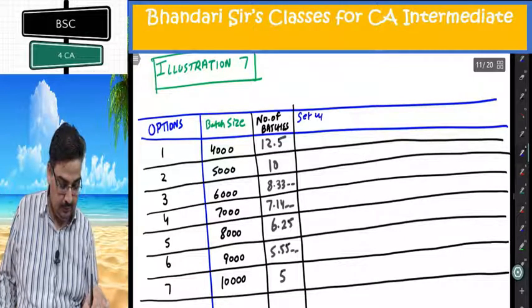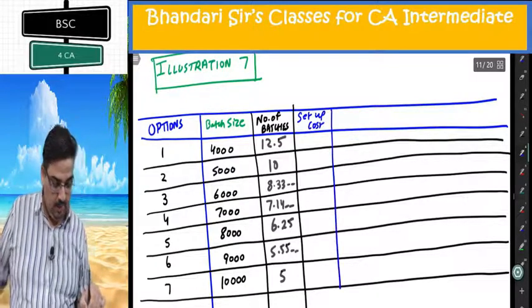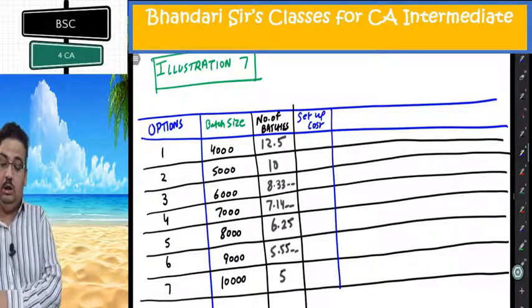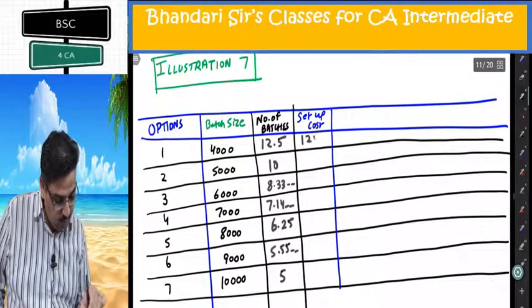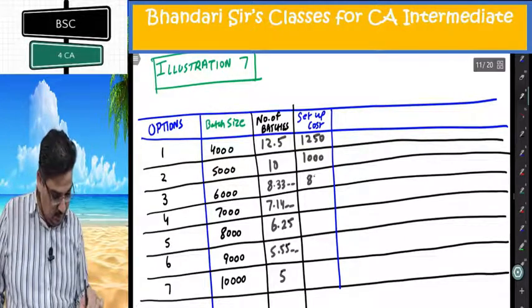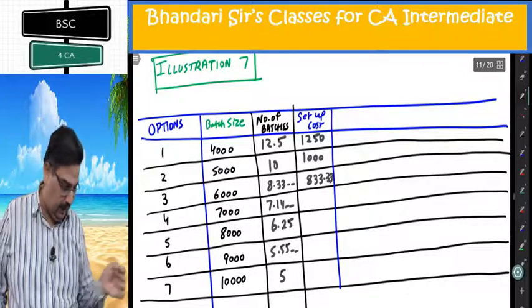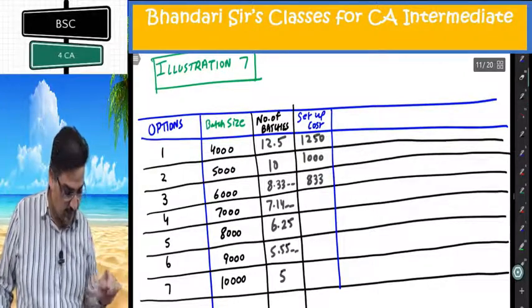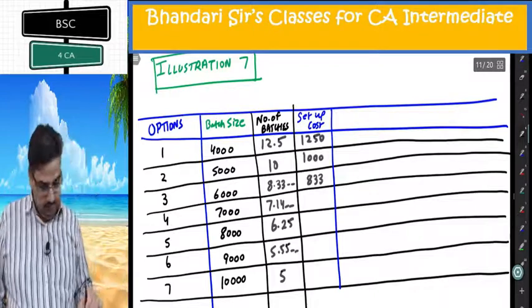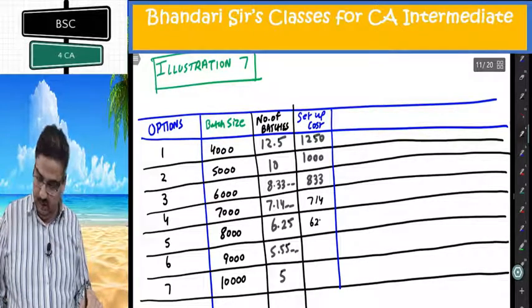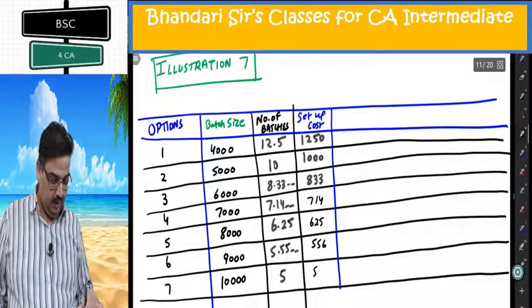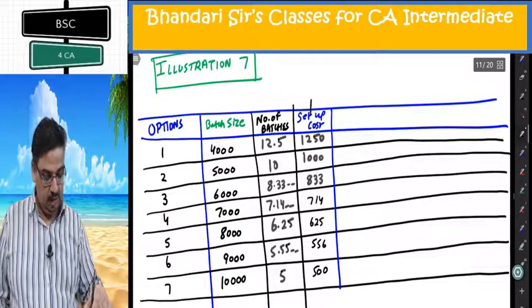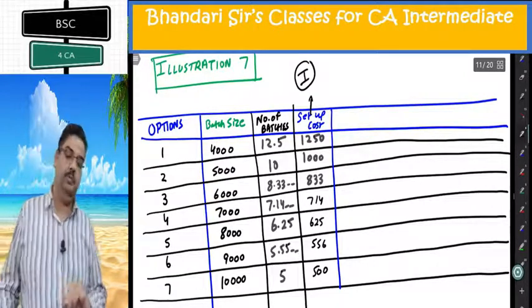setup cost. Number of batches multiplied by cost per setup, 100. So from there I will be able to get 1250, 1000, 833.33. I can ignore paisas; I can take 833 exact. Then 714, 625, 556, 555.55 and 500. That is cost number 1 I have computed.